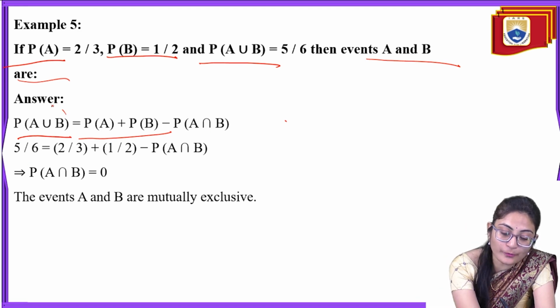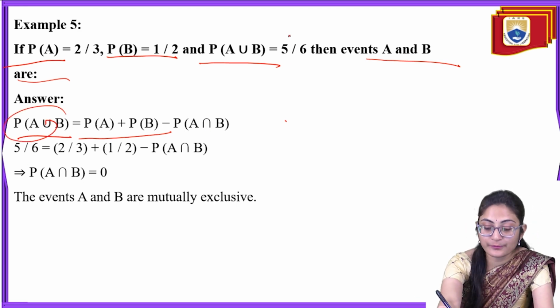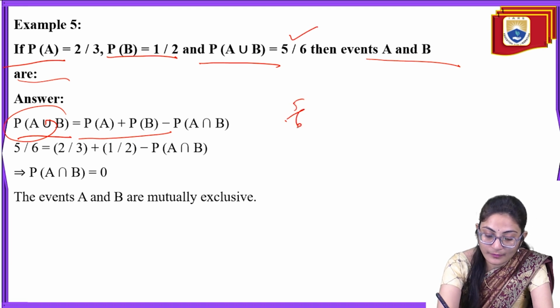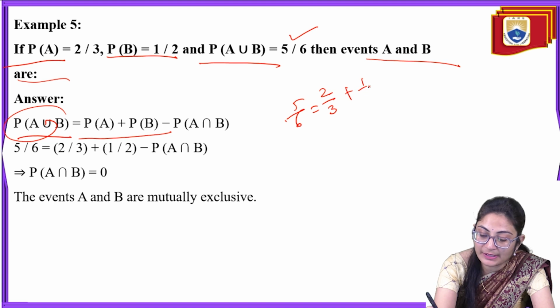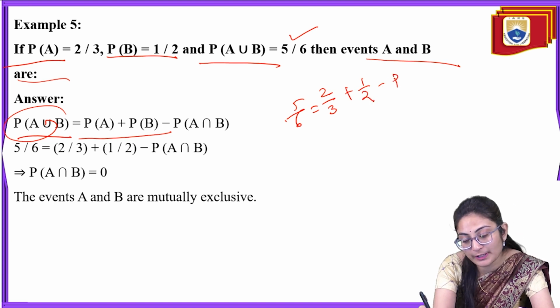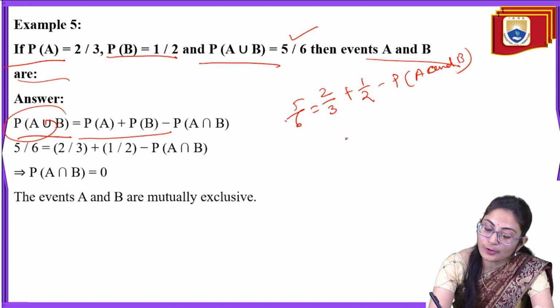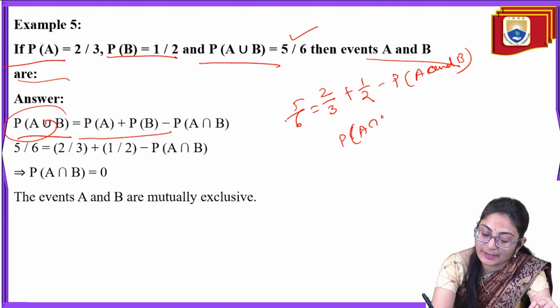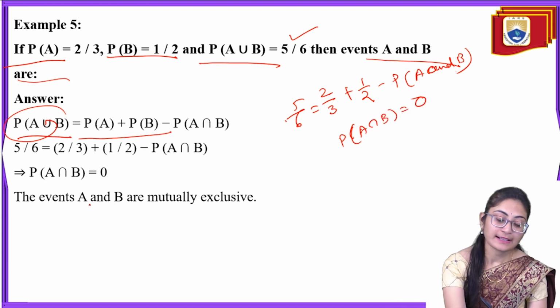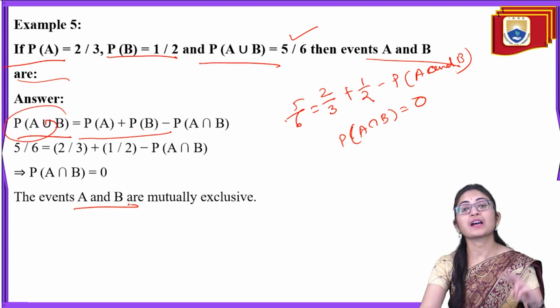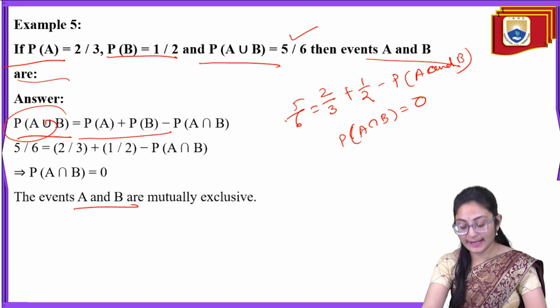Now probability of A union B you have 5 by 6, probability of A you got 2 by 3, probability of B is 1 by 2, and you have to find the probability of A and B. After solving, probability of A and B will be 0. That's why we can say A and B both are mutually exclusive.